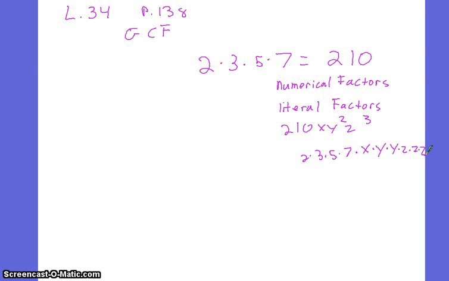So the definition of greatest common factor: for 2 or more terms, the product of all prime algebraic factors common to every term, each to the highest power that occurs in all the terms. So it has to occur in all the terms. When we talk about algebraic factors, we're talking about both numerical and literal factors.